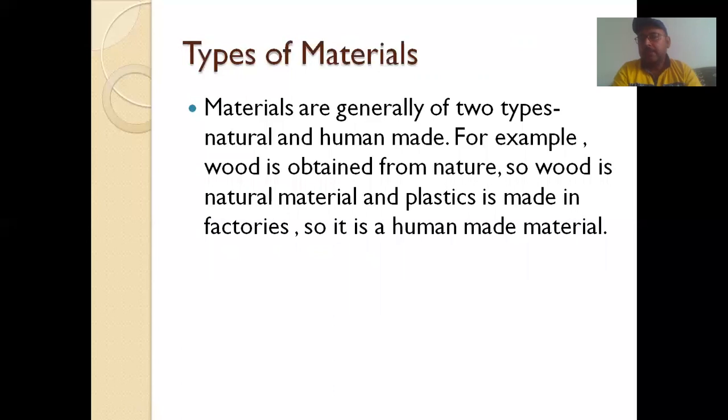Now, materials are generally of two types, natural and human made. Natural, from its name, it's very clear, like wood which is obtained from nature. So wood is a natural material, provided by nature itself. And human made are those made by humans, like plastic. Plastic is made in factories, so it is a human made material.